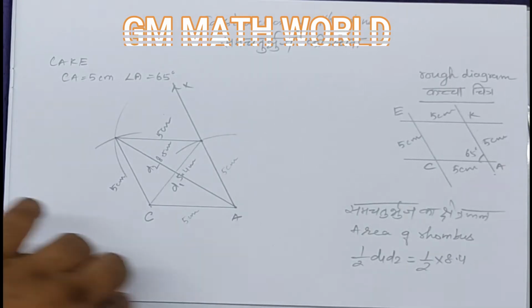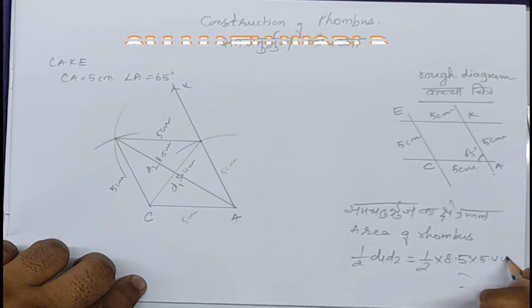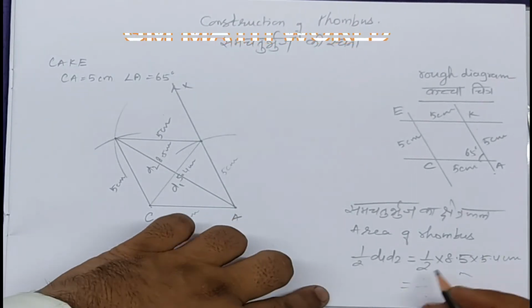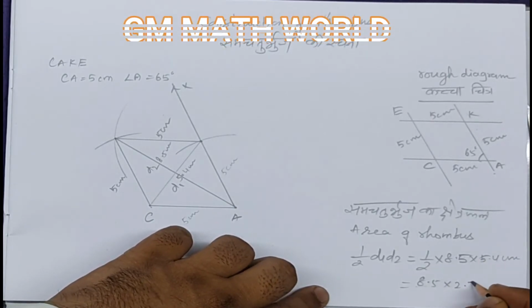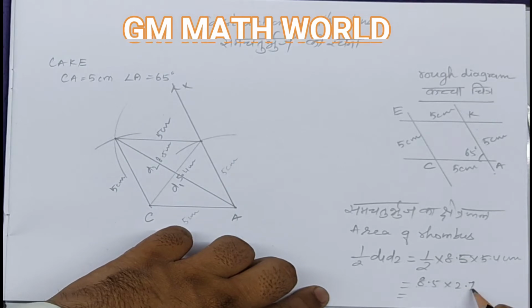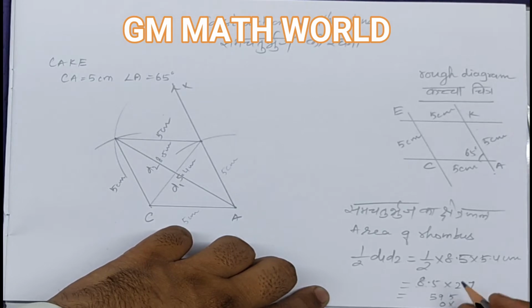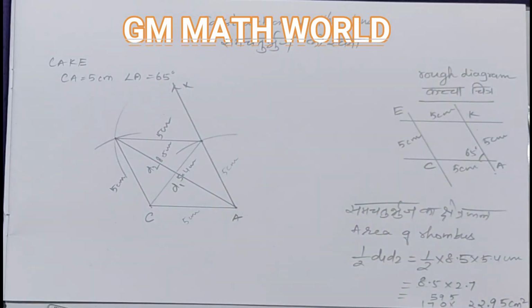Now measuring D1 as 5.4 centimeter and D2 as 8.5 centimeter, because we know the area of rhombus is half D1 into D2, which is half into 8.5 into 5.4 centimeter. Now half times 5.4 is 2.7, so 8.5 into 2.7. On multiplying you will get 22.95 centimeter square.